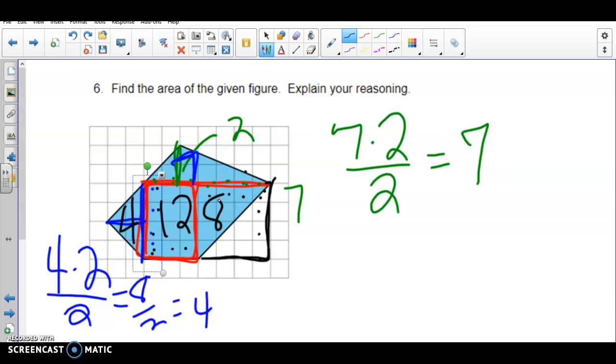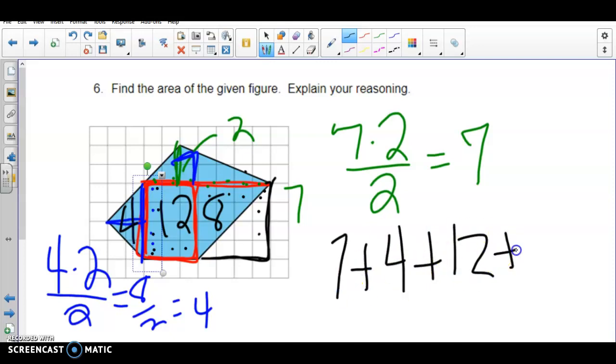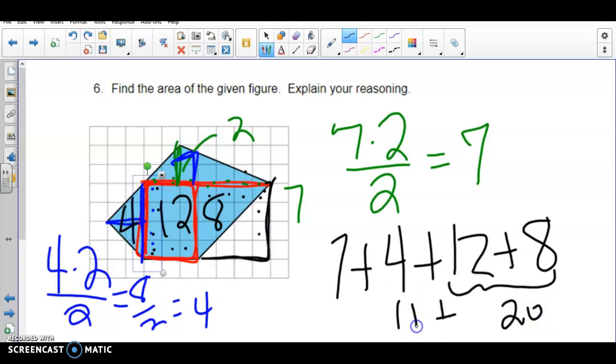So in order to find the area of the whole thing, I'm going to add it up. So I have 7 plus 4 plus 12 plus 8. So let's see if I can make this easy. I know that 12 and 8 is 20. And then I want to add 11 to it because 7 and 4 is 11. My total answer would be 31 if I add them all up.